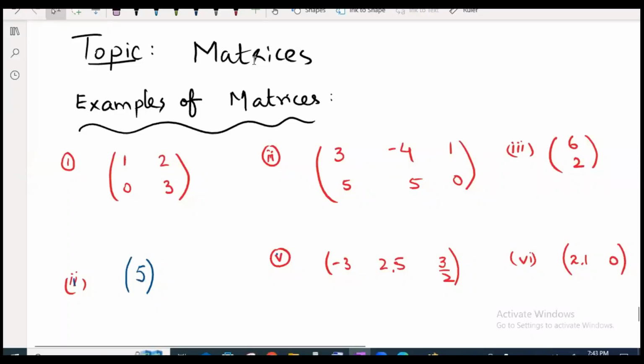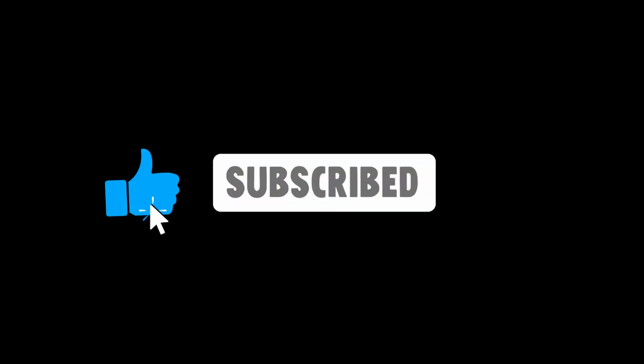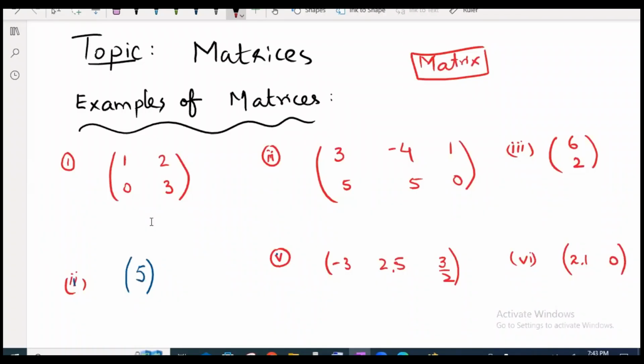Actually, this is the topic of matrices. Matrices is the plural of matrix. To write numbers in array form, an array of numbers, or you can say to write numbers in row and column or tabular form, is called a matrix. 1203 is a matrix.